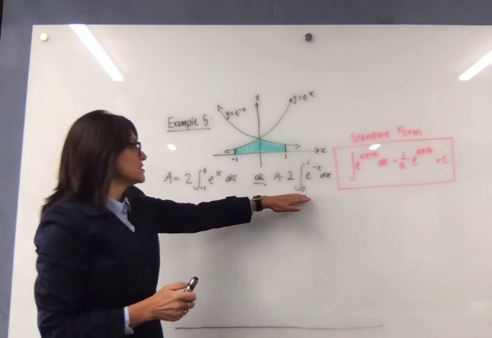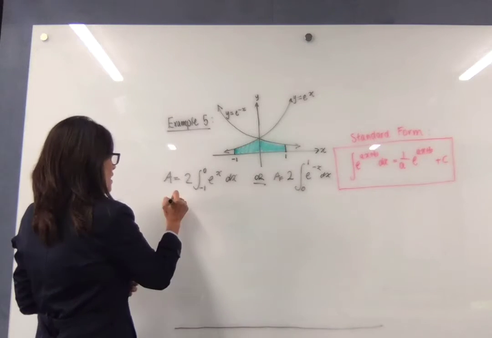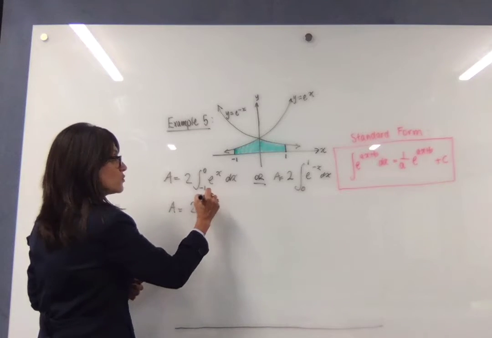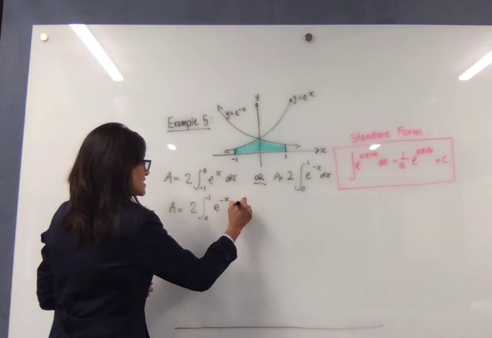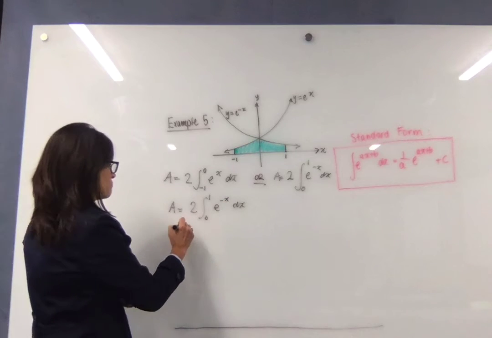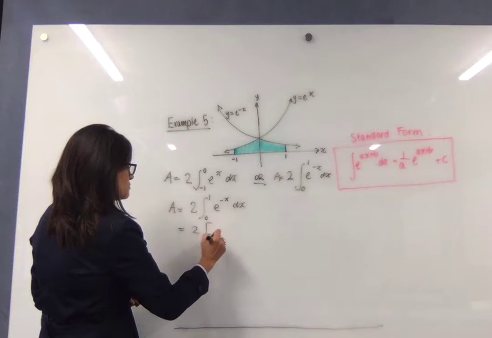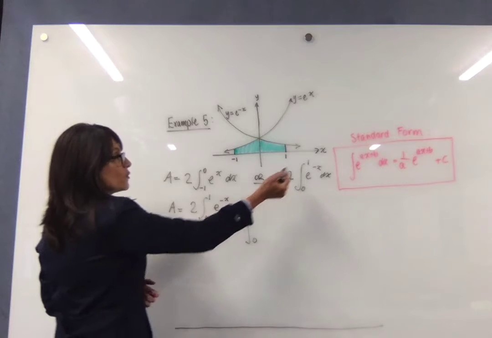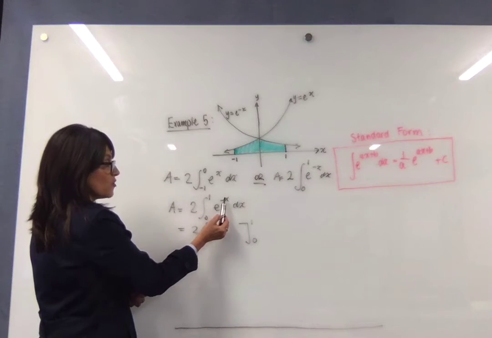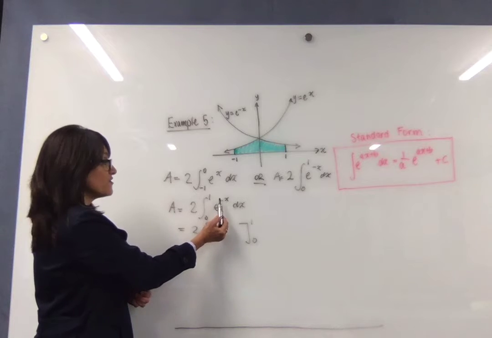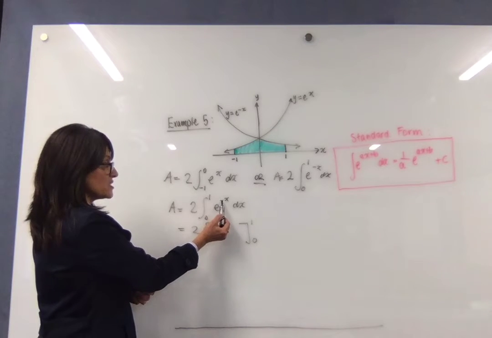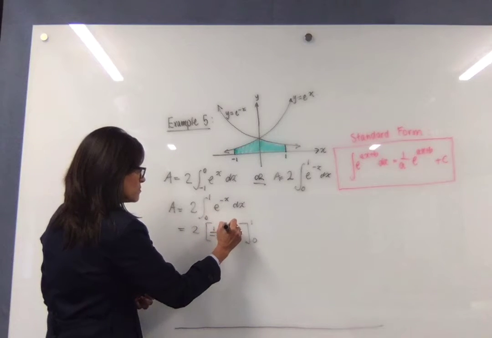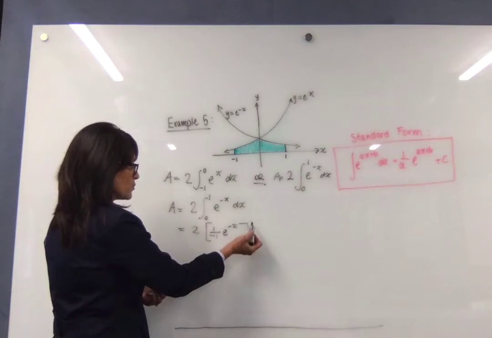So we're going to take this latter approach here and find the area using 2 times the integral from 0 to 1 of e to the negative x dx. Okay? So 2 times. Now keep in mind, we're still using our standard form because this is in the form of an exponential raised to a linear function here. So the coefficient of x here is -1. So using our result, 1 over -1 times our exponential between 0 and 1.